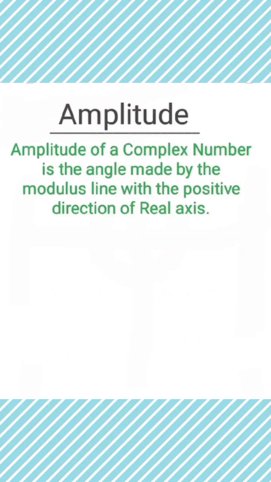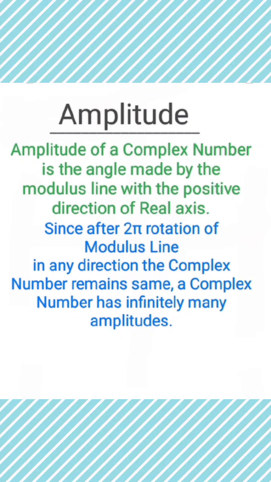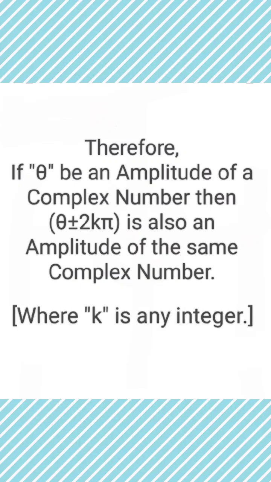Amplitude of a complex number is the angle made by the modulus line with the positive direction of the real axis. Since after 2 pi rotation of the modulus line in any direction the complex number remains the same, a complex number has infinitely many amplitudes. Therefore, if theta is an amplitude of a complex number, then theta plus minus 2k pi is also an amplitude of the same complex number, where k is any integer.